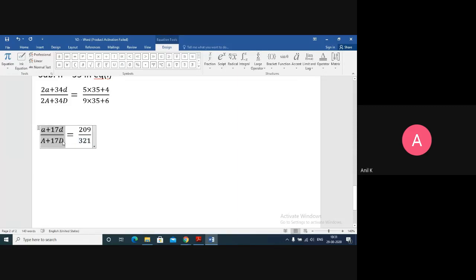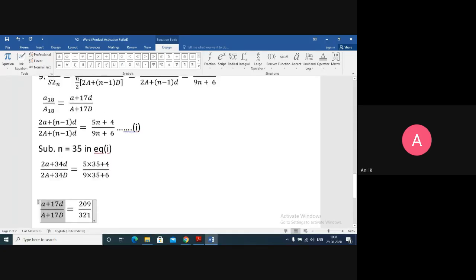If you look at this one, this is nothing but the value which we have to find. They said to find the ratio of the 18th terms. I have taken the ratio of the 18th term here, a18 upon capital A18 equals a plus 17d upon capital A plus 17 capital D. This value I have to find. Now I got this value as 209 upon 321. So the ratio of the 18th terms is nothing but 209 upon 321. So this is the reason why I considered the n value as 35. Now you have a question, sir, how do we know that I have to take n?